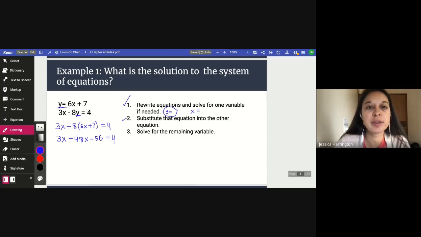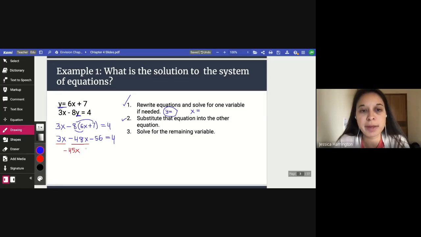Okay, so all I've done so far is distribute this in. I've multiplied that by each one. Okay, let's keep going. Now I have 3x minus 48x minus 56 equals 4. Okay, I have some like terms. I've got a 3x and a minus 48x. I can combine those. They're on the same side of the equal sign. So what do I get? 3x minus 48x, well, that's negative 45x. Okay. And then I'm just going to write everything else down. I still have minus 56, and I still have equals 4.